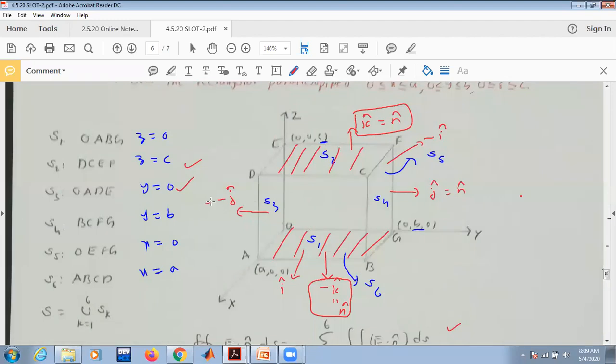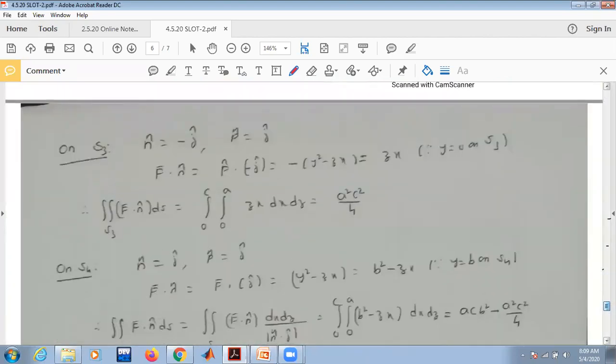Outward normal vector is minus j bar, and f bar dot n bar is f bar dot minus j bar. Minus is outside. F bar dot j bar is the second component of f bar. But you see on S3, y equal to 0. S3 equation is y equal to 0. Therefore, I can substitute y equal to 0. So this is minus zx. So the integral over S3, f bar dot n bar is zx.